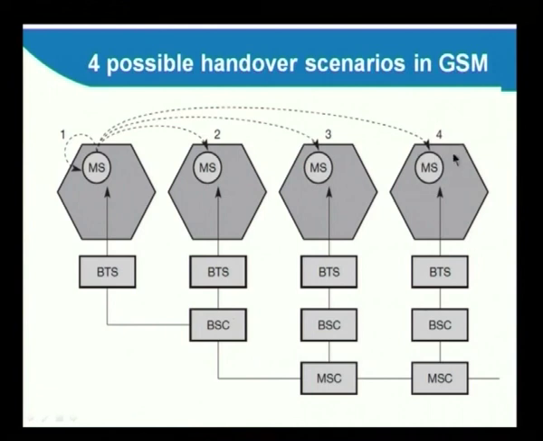And this is the fourth scenario. Here the user is moving from one location to a new location. Here the BTS is new, the BSC is new, and the mobile switching center is also new. From the diagram we can easily understand the four possible scenarios of the handover.